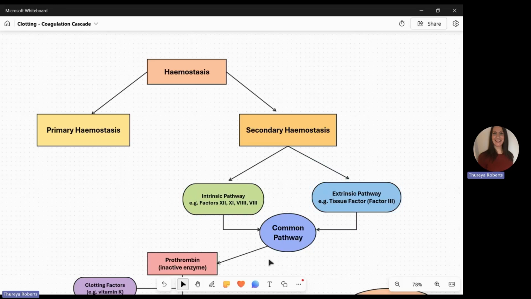Both of these pathways converge at the common pathway, which you can see here in the middle of the diagram. From this point, clot formation begins with the activation of prothrombin into thrombin. Now that we've covered the basics, let's take a closer look at each step in the diagram.